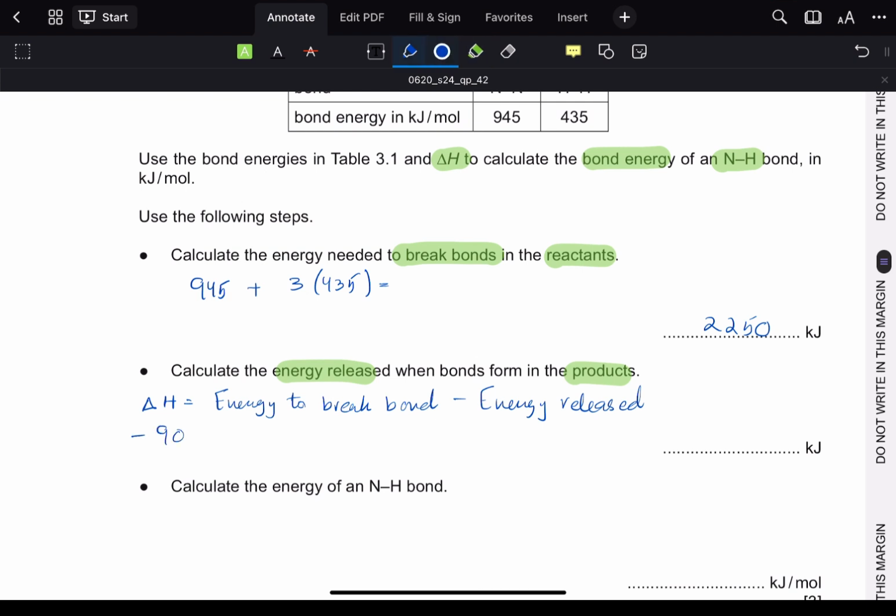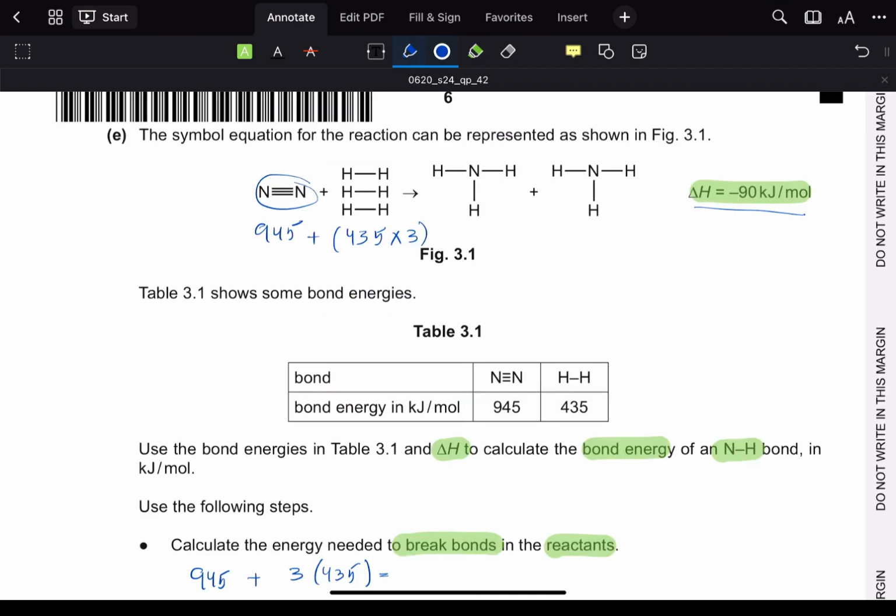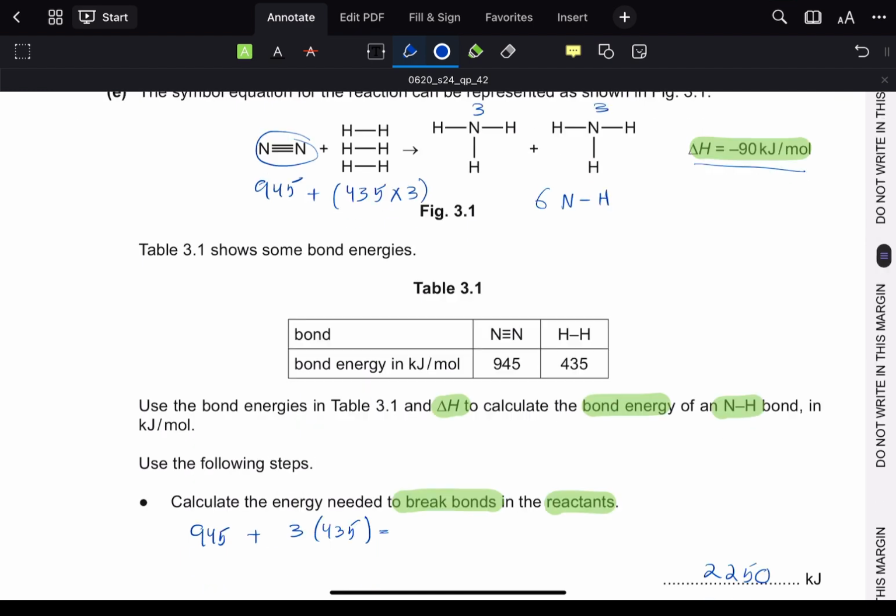So minus 90 is equal to the energy needed to break bonds, which we just calculated as 2,250, minus, we can call the energy we're trying to find X. And X turns out to be 2,340. Next, calculate the energy of an NH bond. So if we refer to figure 3.1 once again, we can see that we have a total of 3 NH bonds here and 3 NH bonds here, meaning we have a total of 6 NH bonds in the products.